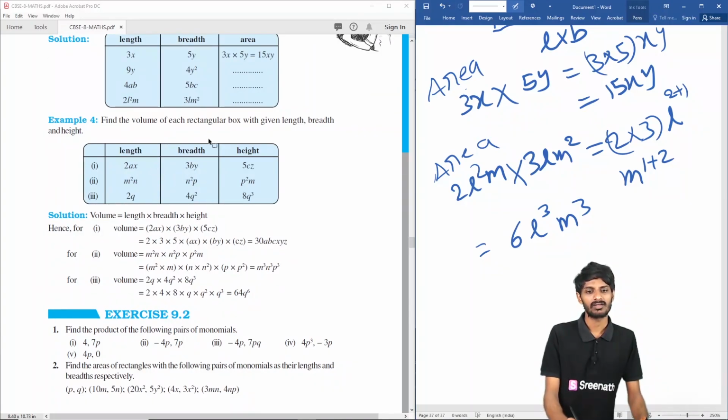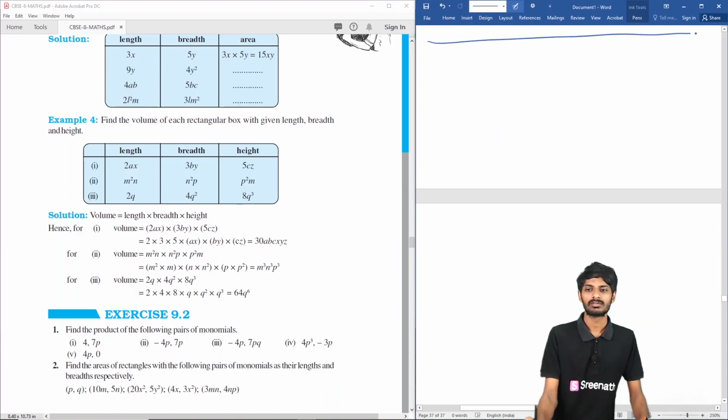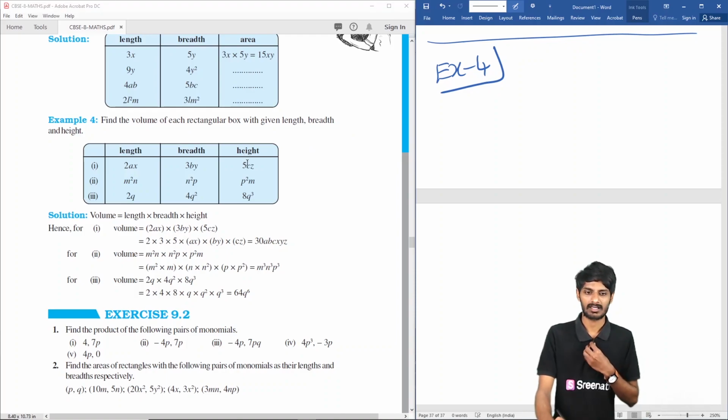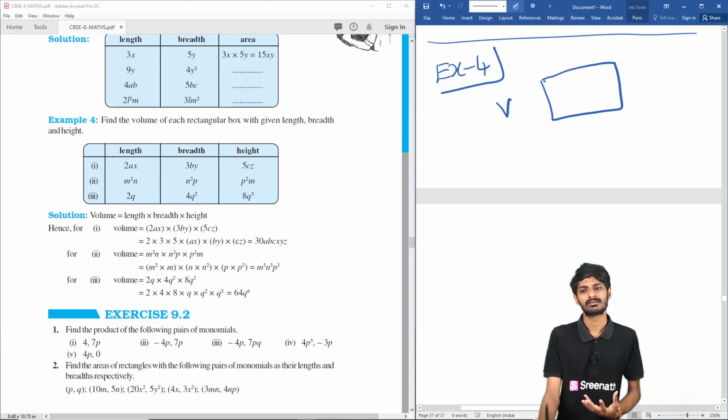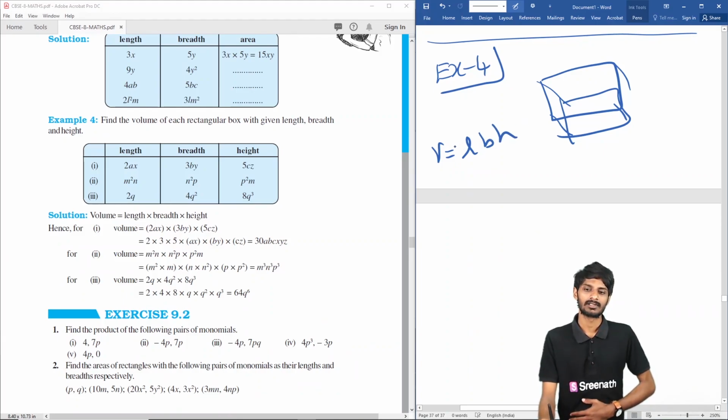And find the volume of each rectangular box with given length, breadth and height. This is example 4. If we do this task, what is the volume of any rectangular box? We know the volume of any rectangular box or cubical box is simply length into breadth into height. This is the formula. We have to multiply the length, breadth and height.